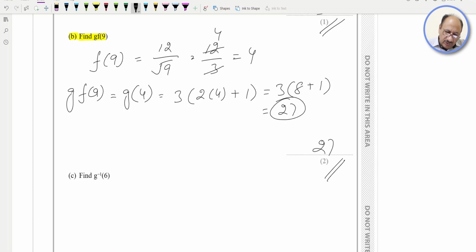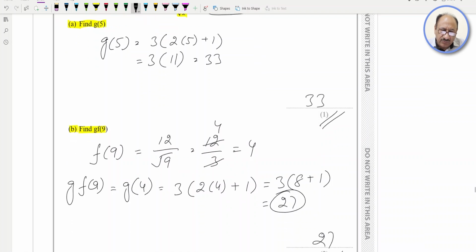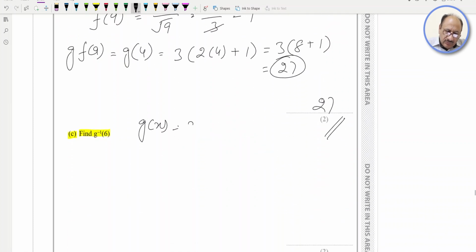This is also done. Now C part, they are saying find g inverse of 6. First of all, we will write g of x. G of x is equal to 3 into 2x plus 1. This will be g of x, and this is basically our y. Y is equal to 3 into 2x plus 1.